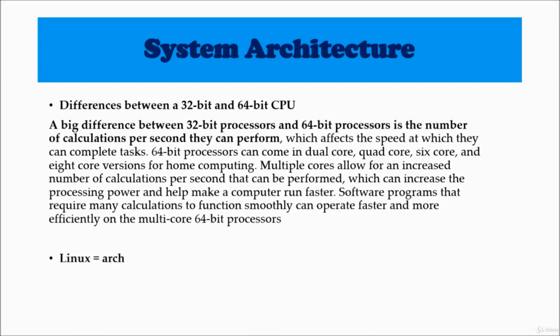architecture they want. In Linux, the command to find out whether it's a 32-bit or 64-bit system is just by running a simple command, arch. In Windows, go to My Computer, right click and go to Properties. You should be able to see if your computer is 32-bit or 64-bit.